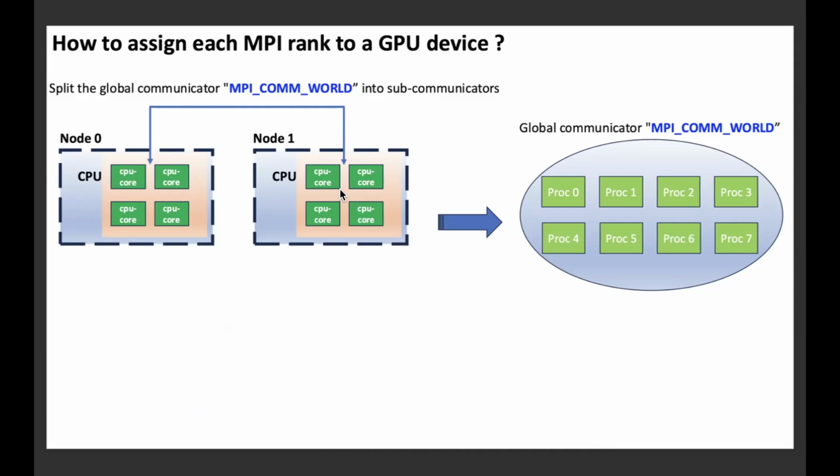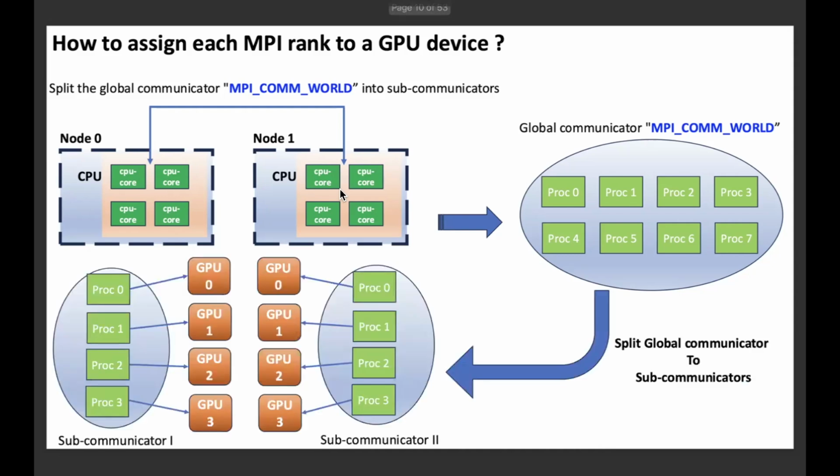CPU core. Another important term, since I have mentioned the MPI rank: each process has a specific ID that differentiates between two processes. We call this ID the MPI rank. The idea behind assigning each MPI rank, which is the ID of each process that runs on a CPU, is first to split the communicator.